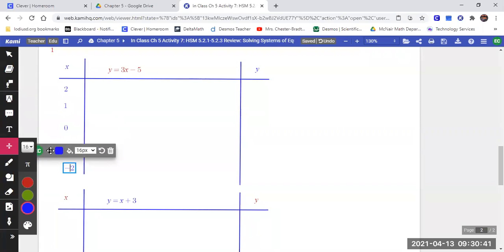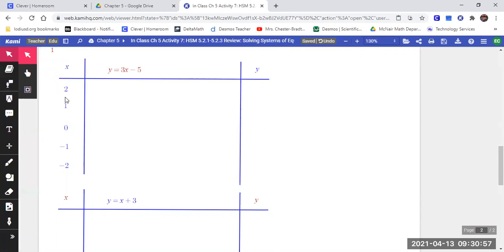If we do have fractions that are in front of the x, then of course we have to do 2 times the bottom of the fraction, 1 times the bottom of the fraction. So we can do away with the fraction and still end up with 2, 1, 0, -1, -2.